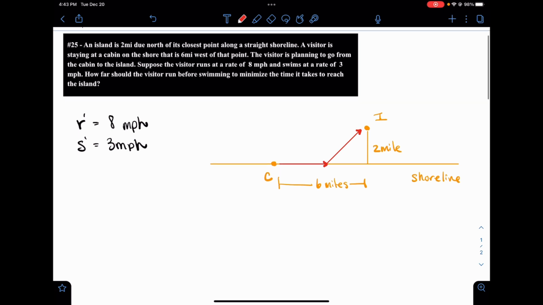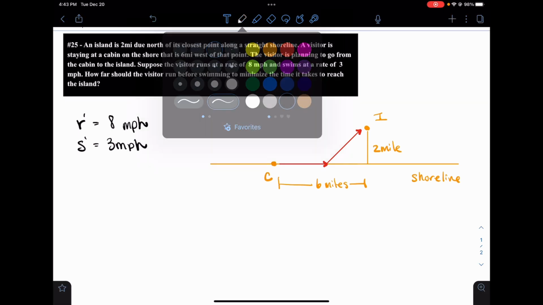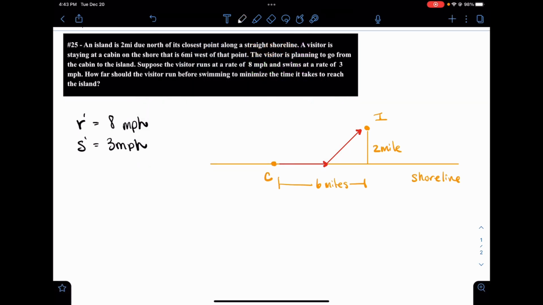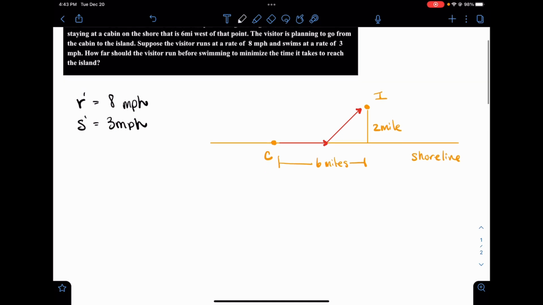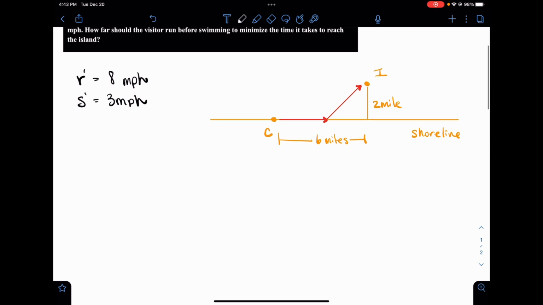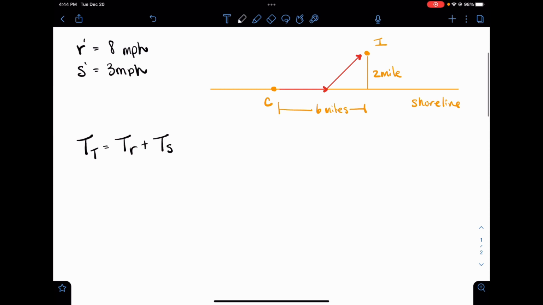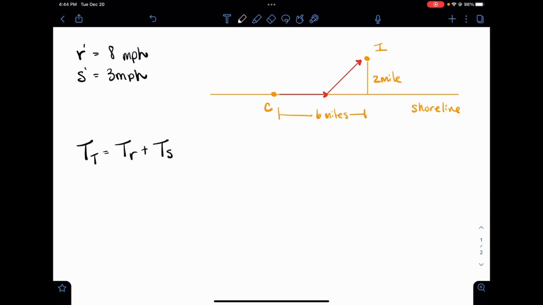To minimize, which is how you know it's an optimization problem, to minimize the time it takes to reach the island. So just like every optimization problem, we have to have some equation that we're going to take the derivative of and set equal to 0 to find the minimum or maximum of that equation. In this case, it's not some standard surface area equation like we did before, but it's a time equation. So our total time is going to equal the time we spent running plus the time we spent swimming. And so now we need to figure out equations for each of these two time pieces.